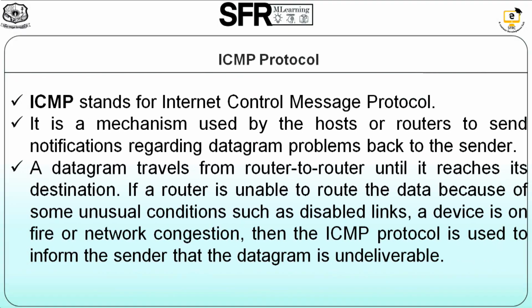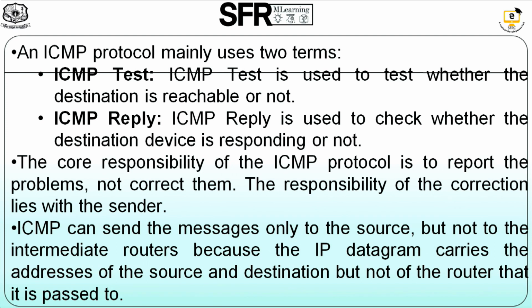ICMP protocol. It stands for Internet Control Message Protocol. It is the mechanism used by a host or router to send notification regarding datagram problems back to the sender. A datagram travels from router to router until it reaches its destination. If a router is unable to route the data because of unusual conditions such as disabled links, a device on fire, or network congestion, then the ICMP protocol is used to inform the sender that the datagram is unavailable. The ICMP protocol uses two terms, ICMP test and ICMP reply.